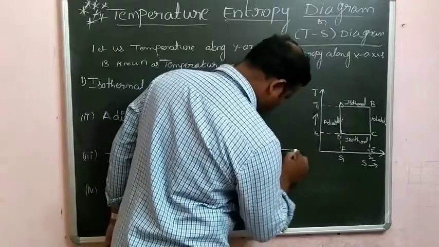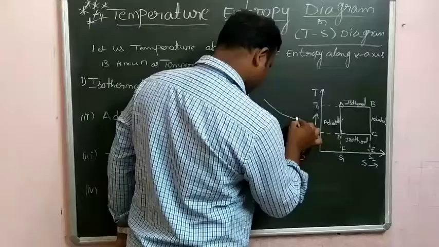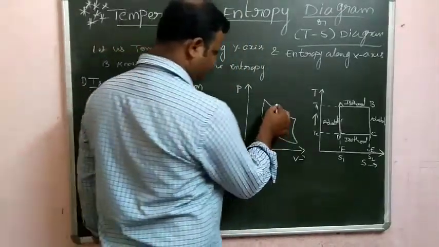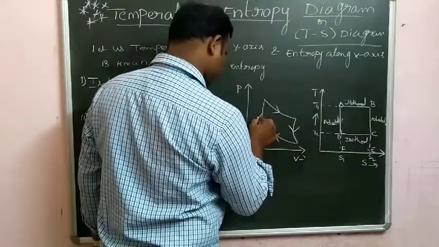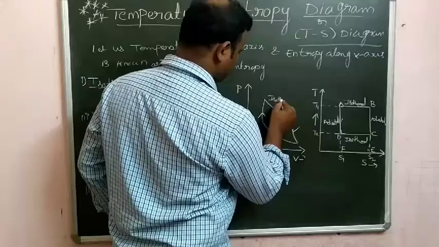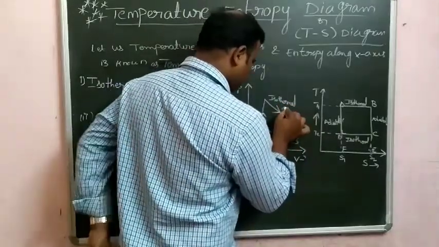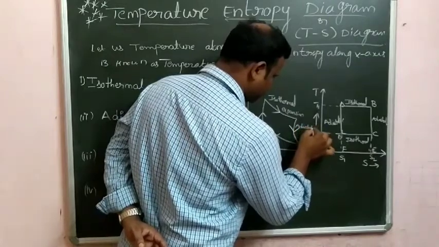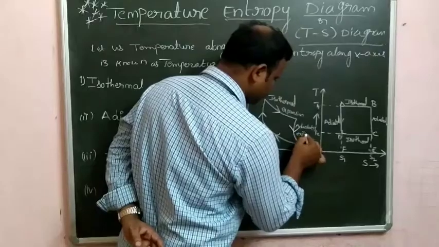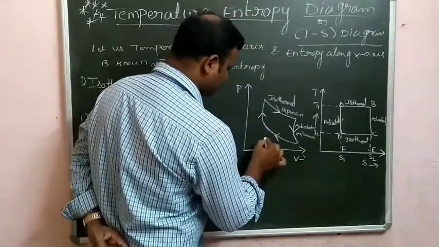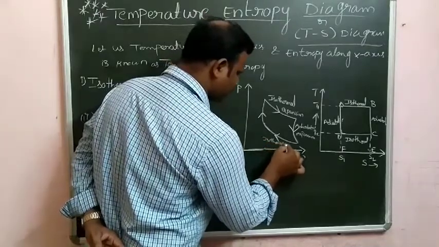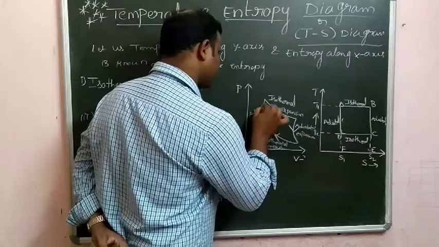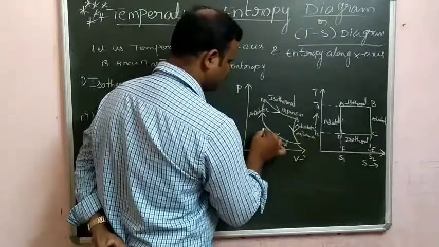Next, pressure volume diagram. Isothermal expansion, adiabatic expansion, isothermal compression, adiabatic compression. A, B, C, D.